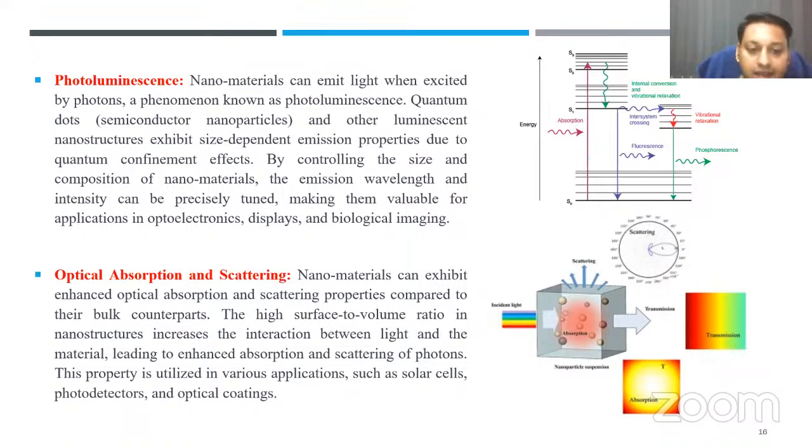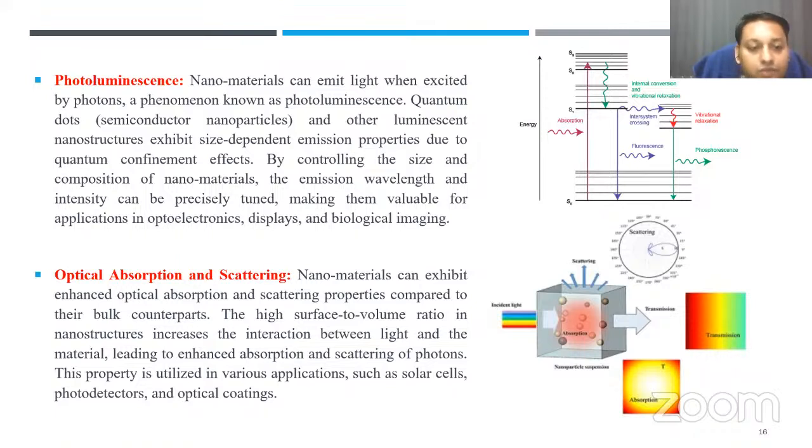Optical absorption and scattering is another application. Here, when the incident light exposes the nanomaterial, it absorbs the energy from the light, and then it emits, scatters or transmits that energy in a different form. Okay, and then the emission happens at a different wavelength. So the wavelength that it absorbs and the wavelength that it emits are different, and that leads to different kinds of applications.